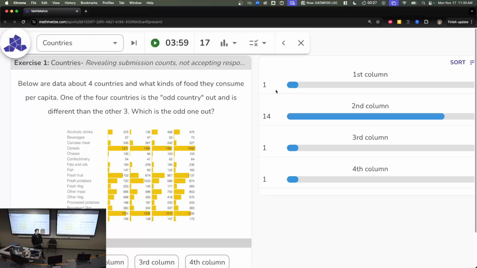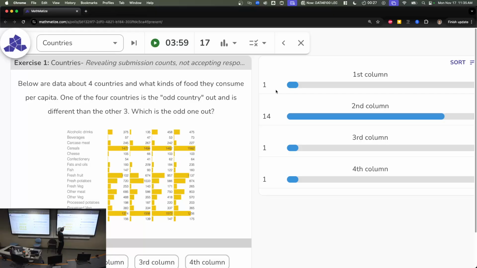Yeah. For me, it kind of keyed off the differences in fresh fruit and fresh potatoes. Okay, so you said, I was looking through them, and there's a lot of data, too much to handle in my brain, so I just looked at fresh fruit and fresh potato. And then in those two, why is column 2 the odd one out? Oh, okay, yeah. Well, you tell me, what did you see?